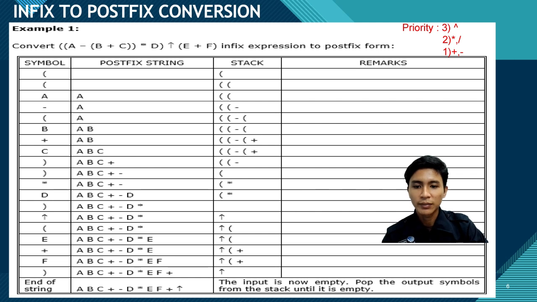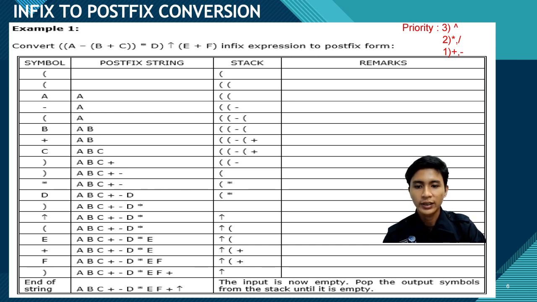So the multiply symbol we can put at the stack, but right now the stack has an open bracket and multiply. And next is the symbol D. Symbol D we can put in the postfix string. And next the close bracket we can put on the stack. But right now the stack has an open bracket, multiply and the close bracket, so the multiply will be popped to the postfix string.